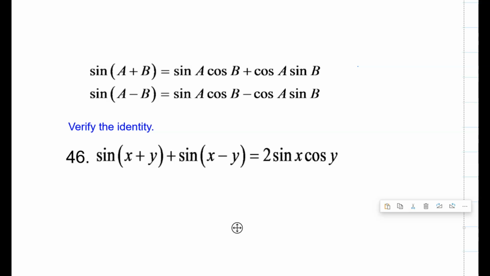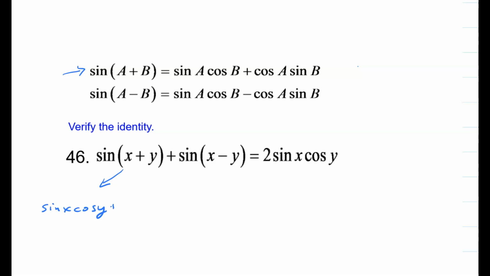What we're going to do is use the first identity up here at the top, which is that the sine of a plus b is sine of a cosine b plus cosine a sine of b. And we will replace x for a and y for b. So we'll take this first term right here and rewrite it as sine of x cosine of y plus cosine of x sine of y.